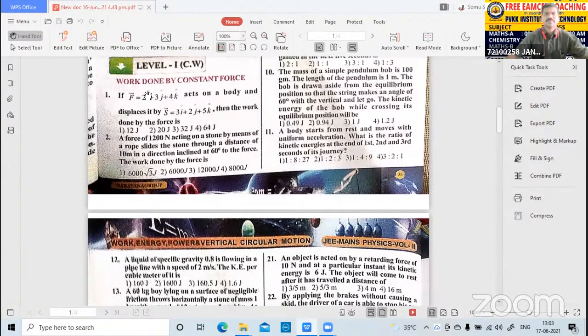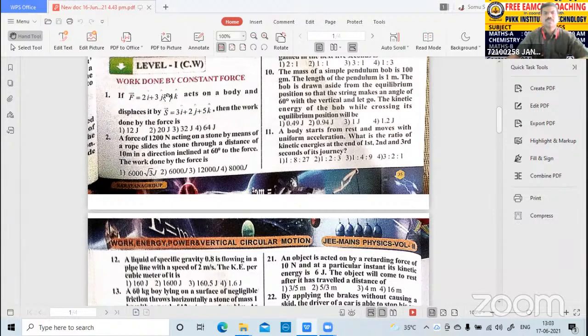Yes, first problem. Work done by constant force concept. So what is given in the first problem? If F is equal to 2i plus 3j plus 4k acts on the body and displaces it by S is equal to 3i plus 2j plus 5k, then the work done by the force is.